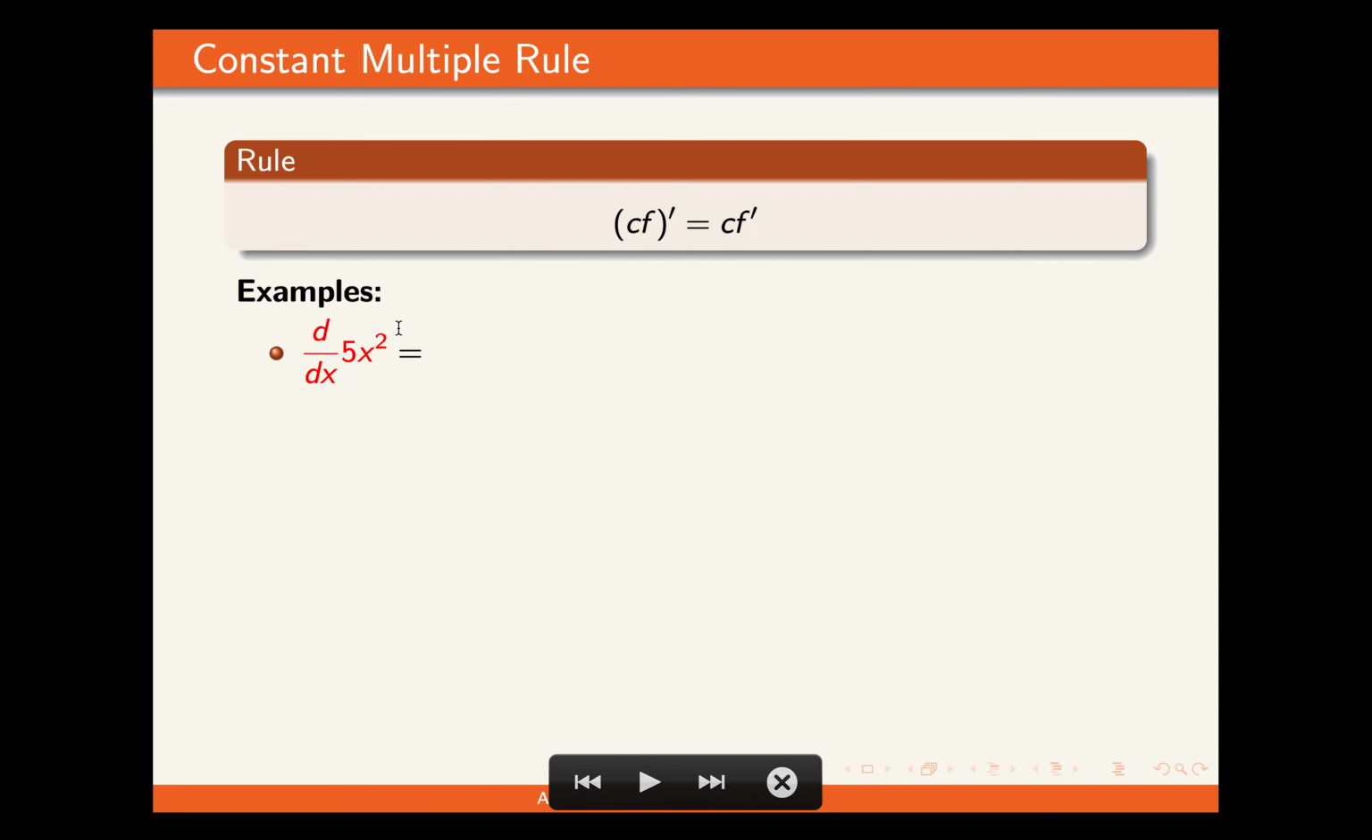If our goal is to find the derivative of that with respect to x, then we can clearly use this constant multiple rule. How can we apply this? We need to leave the constant as it is, which is 5, times the derivative of x squared with respect to x. And we know that by using the power rule, the derivative of x squared with respect to x is 2x. So 5 times 2x, and if you simplify that we get 10x. So the derivative of 5x squared with respect to x is 10x.